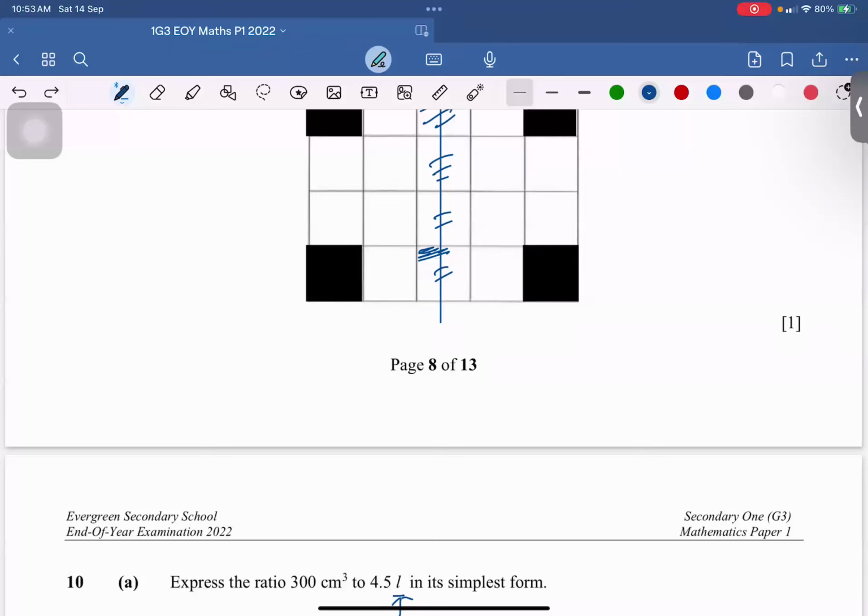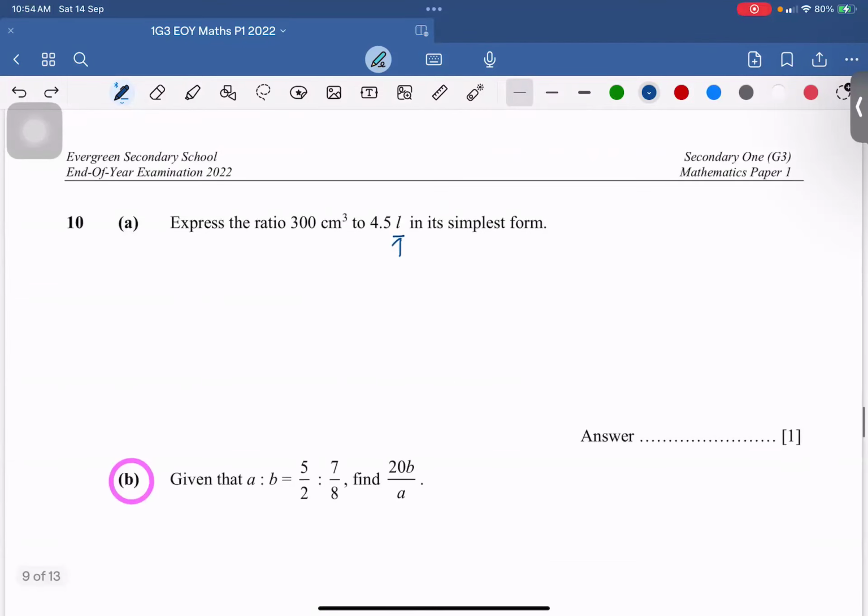Then next question. 1 liter, how many cm cube? Focus. Don't talk nonsense to me. All right. 1 liter, how many cm cube? Anyone type the answer, please. 1 liter, how many cm cube? 1,000. Yes, thank you. 1,000.